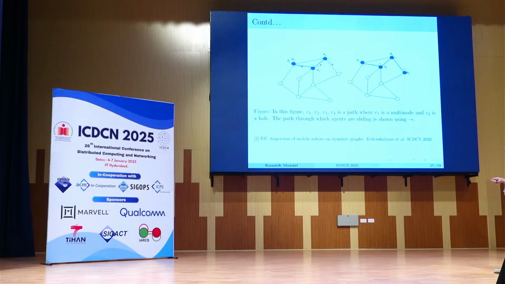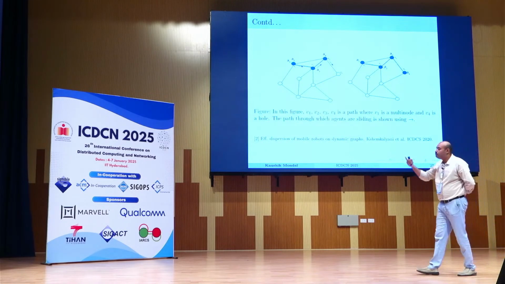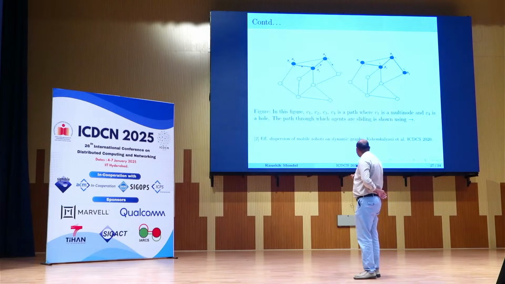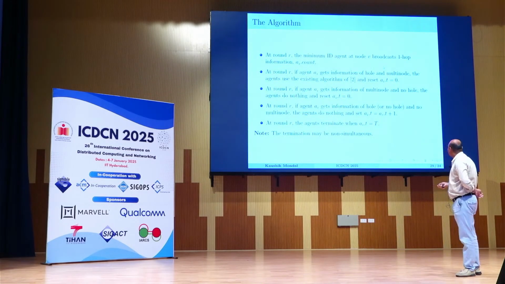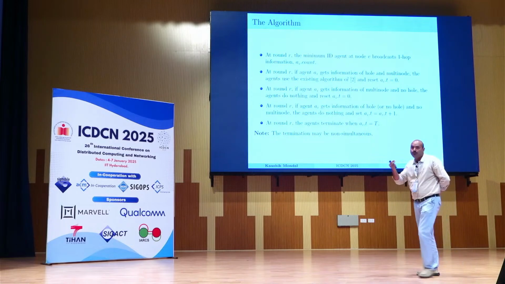Then, let's say from this node, this agent can slide to this hole, and from that node an agent slides there, and here there was a multi-node in the previous figure, one agent slides there, and in one round you can fill up one hole. So in order of K rounds, their algorithm terminates. In our algorithm, we keep just another parameter, ai.t, and we say that at round R, if an agent gets information of a multi-node as well as a hole, then it runs the existing algorithm of their paper to fill the hole.